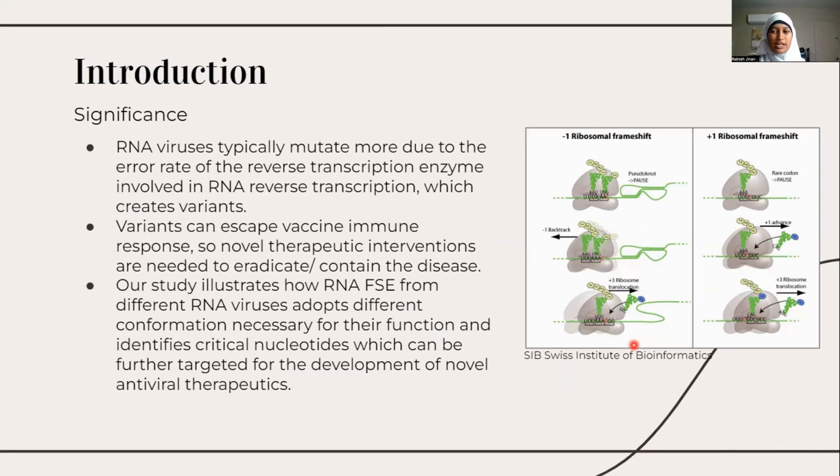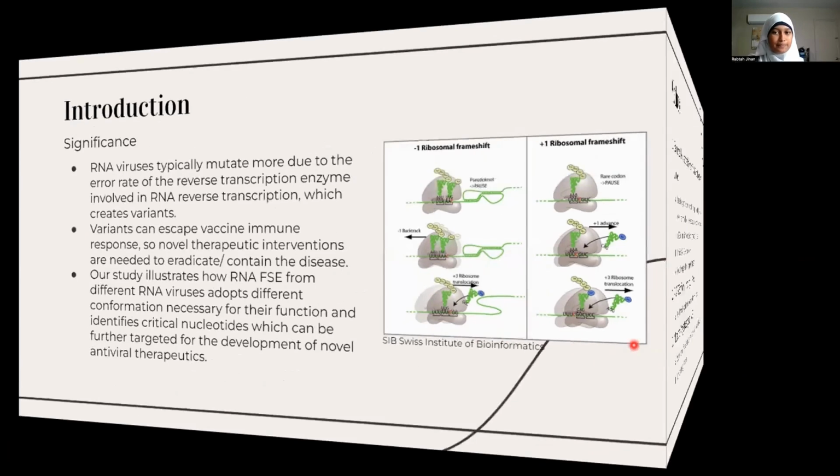Now, in terms of our project, because the conformation of the RNA FSE is essential for viral infection and its survival within the host organism, we identified the sequence and folding conformation of the RNA FSE from 4 different RNA viruses. And through mutational analysis, we identified the nucleotides that could be targeted to alter the conformation and their function inside the virus. Overall, our study explores the specific RNA FSE conformation in the virus and how the conformation can be targeted to develop novel anti-therapeutic interventions.